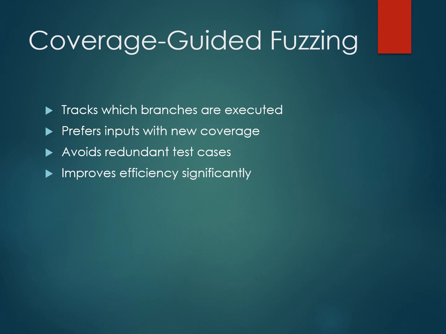Coverage-guided fuzzing means AFL checks which parts of the code are executed. If the new input reaches a new section of the program, AFL treats it as important and stores it for future testing.